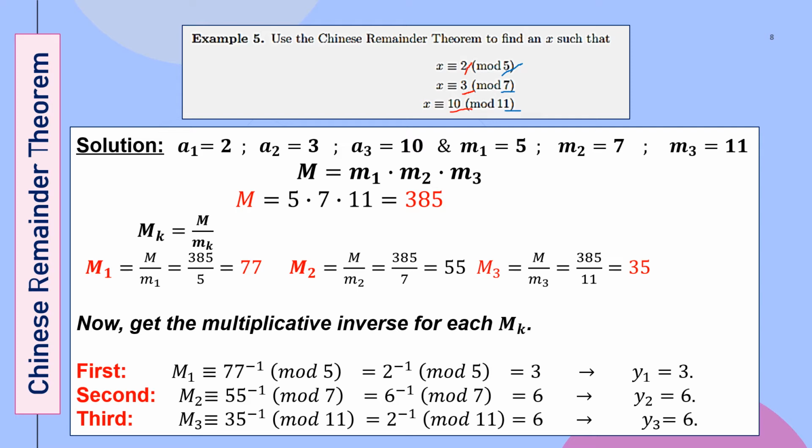The last one, m sub 3. We have the inverse of 35 modulo 11. 35 divided by 11 is 3 remainder 2. Now get the inverse of 2 modulo 11. We will be using 6, since 2 times 6 is 12, and 12 divided by 11 is 1 remainder 1. Therefore, the value of y sub 3 is 6.